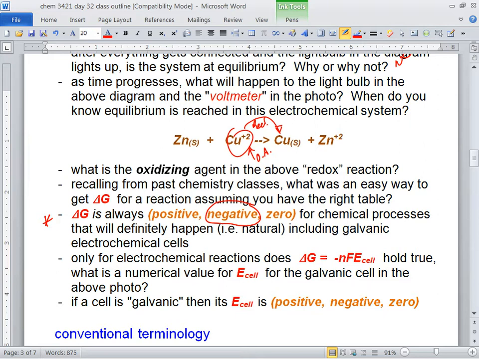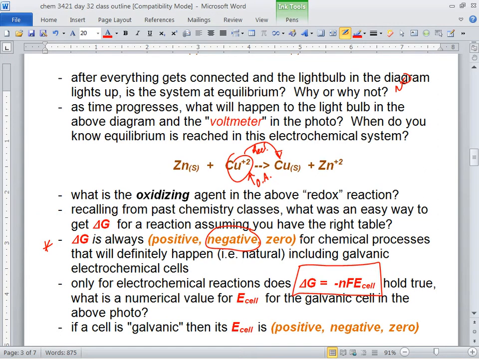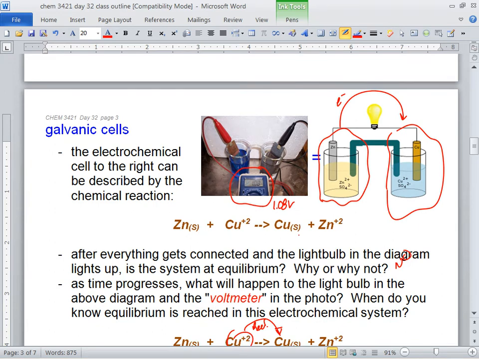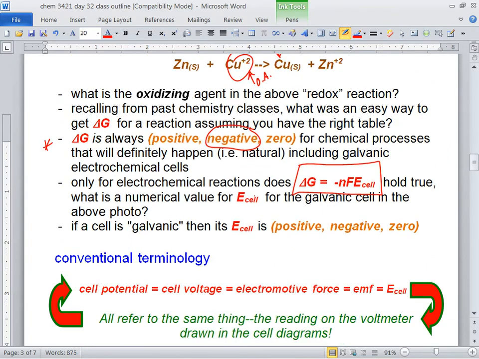Only for electrochemical reactions do we have this expression. So this is special. What is a numerical value for E cell for the galvanic cell in the photo above? So we have that photo. We're supposed to get E cell out of that. 1.08. It's whatever is read on the voltmeter.